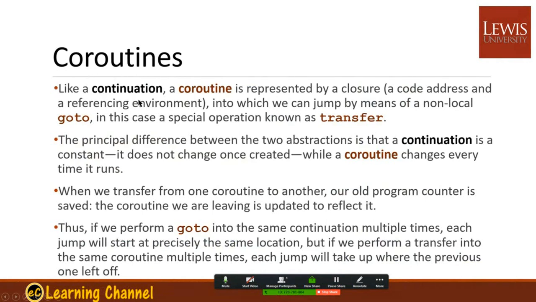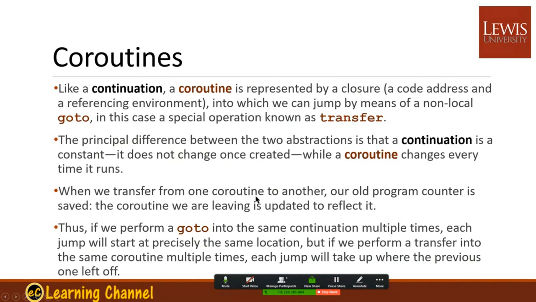Like a continuation, a coroutine is represented by a closure, a code address, and the referencing environment into which we can jump by means of a local goto, and in this case, a special operation known as transfer. So in the old days we had the goto, and now we have something called transfer, which transfers control to one function. The principal difference between the two abstractions is that a continuation is a constant. It does not change once created, while a coroutine changes every time it runs.